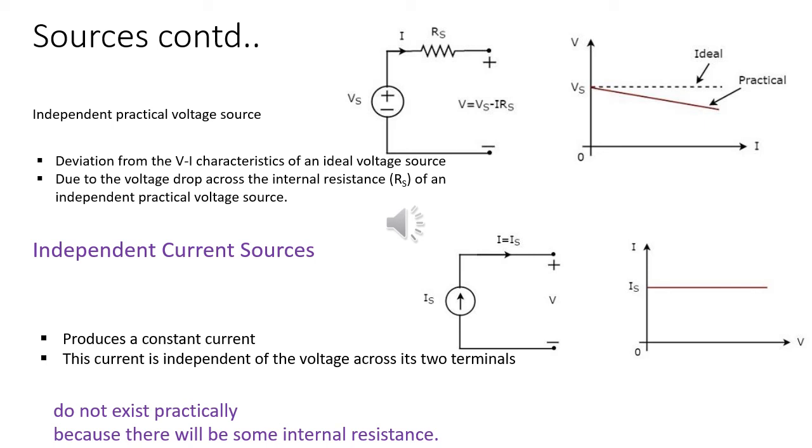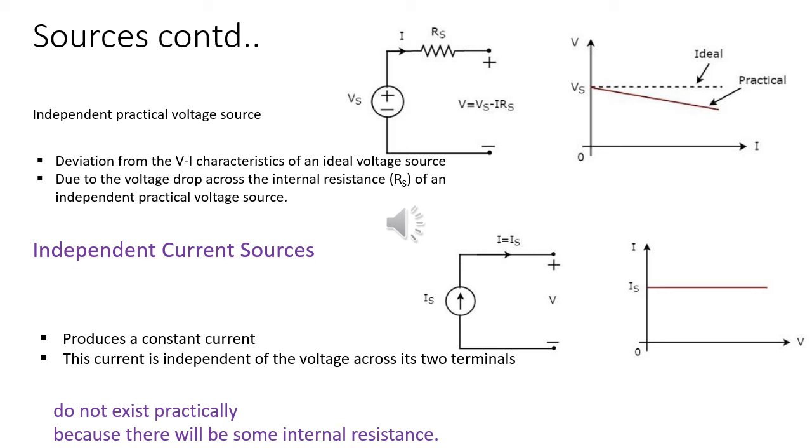If you plot a characteristic curve between I and V, it will be a straight line, but it is not parallel to the x-axis. It will be a slanted straight line with a slope. So this is the case with a practical voltage source.